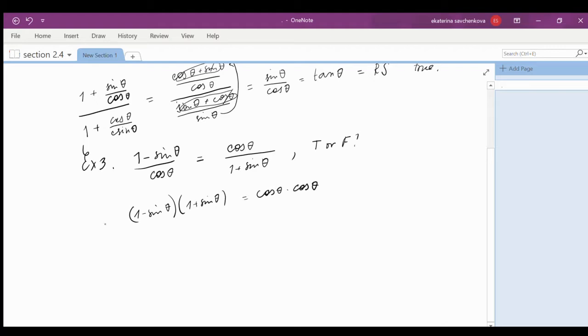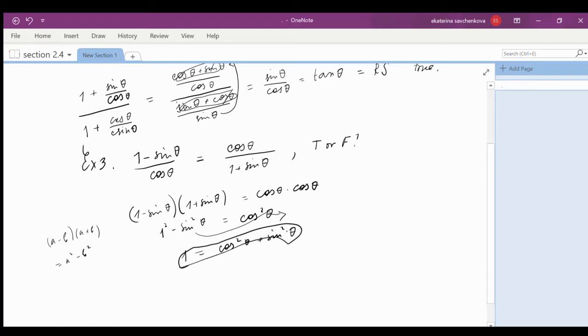Here I'm going to use the formula a minus b, a plus b equals a square minus b square. So I'm going to get 1 square minus sine square of theta. This side I'm just going to combine these two cosines into a square of cosine. Well, we do see 1 minus sine. If I move this sine over to this side, I'm going to get 1 equals cosine square of theta plus sine square of theta, and everyone can recognize Pythagorean identity, which is true.